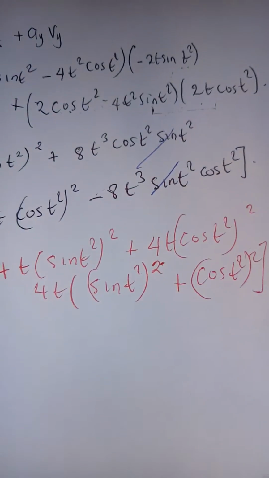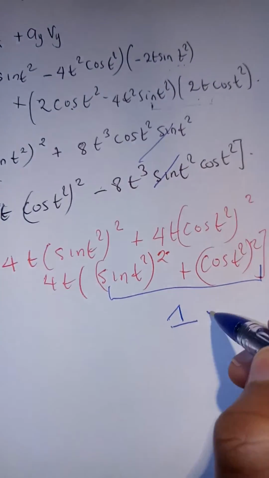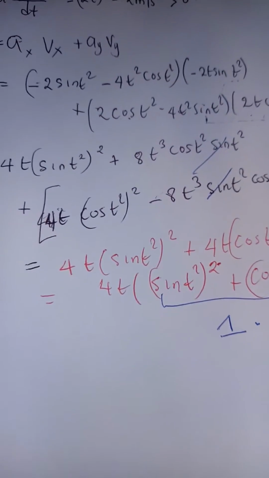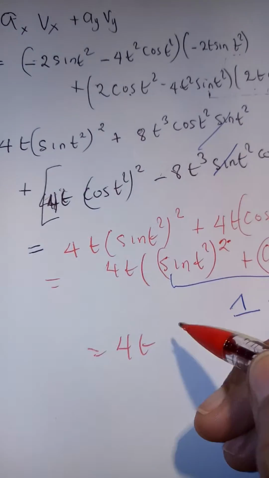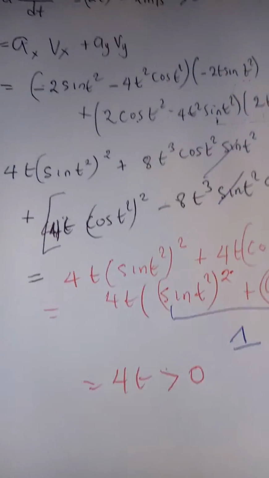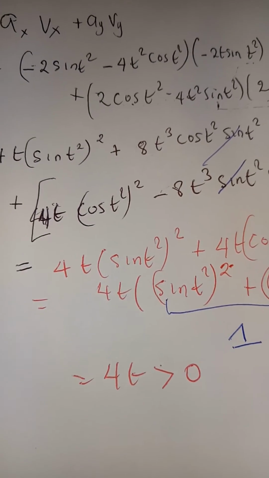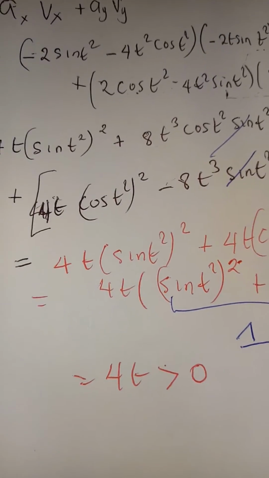So this we already know is going to give us 1. I use a blue pen so we see it. So what are we left with finally? We're left with 4t, right? And then 4t is greater than 0. For any value of t you put in and it keeps increasing, it's going to be greater than 0. And so we've proven it twice.